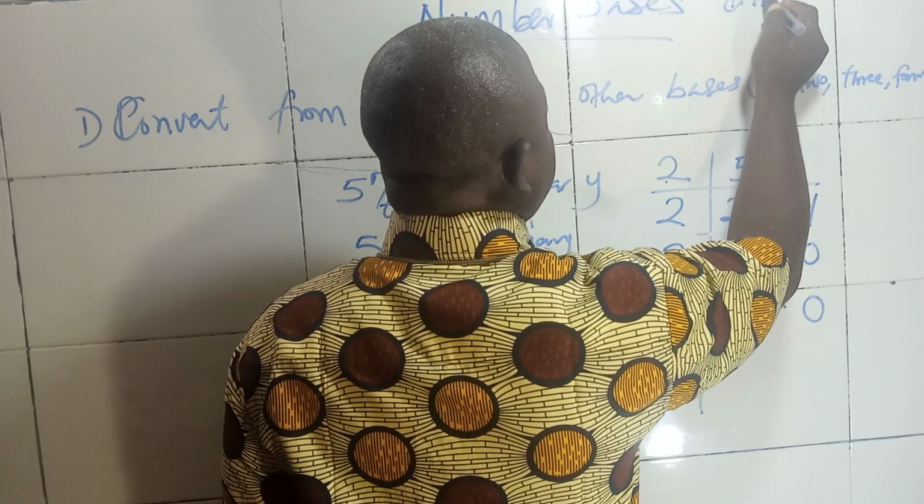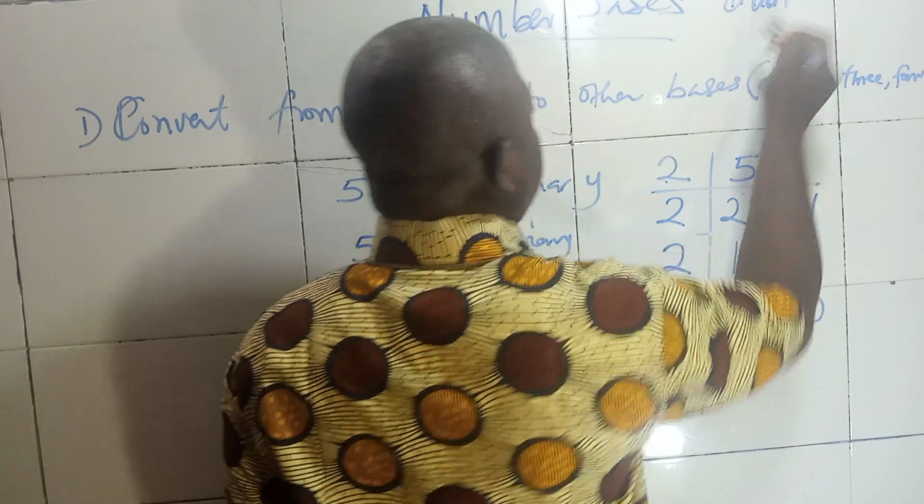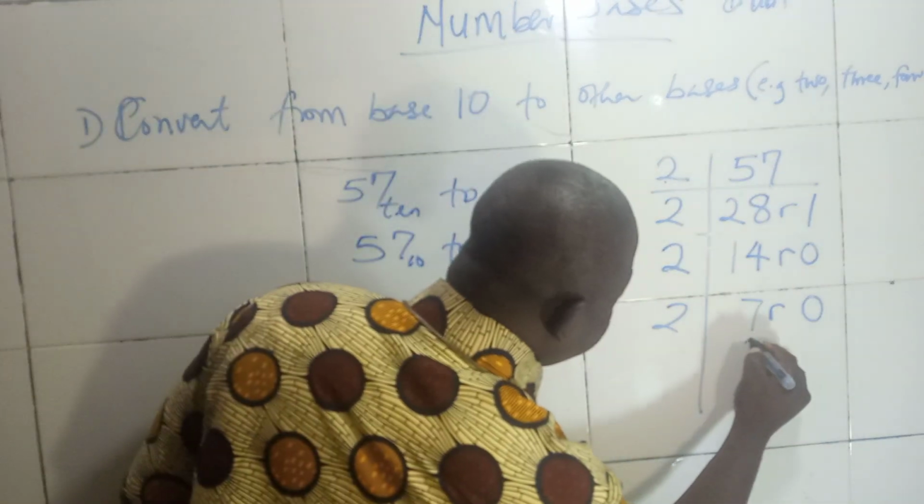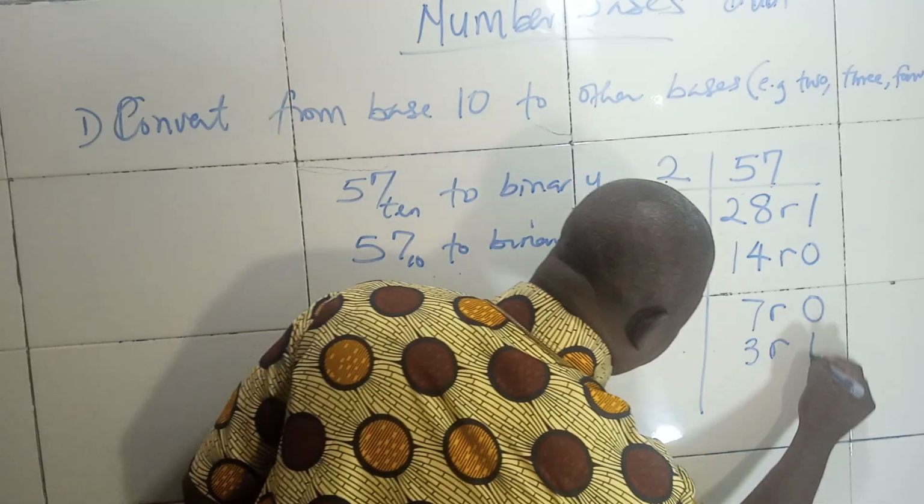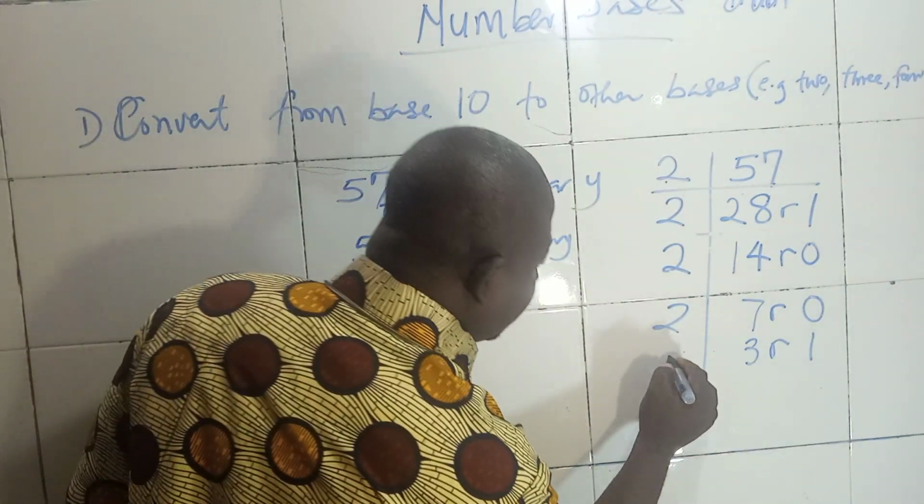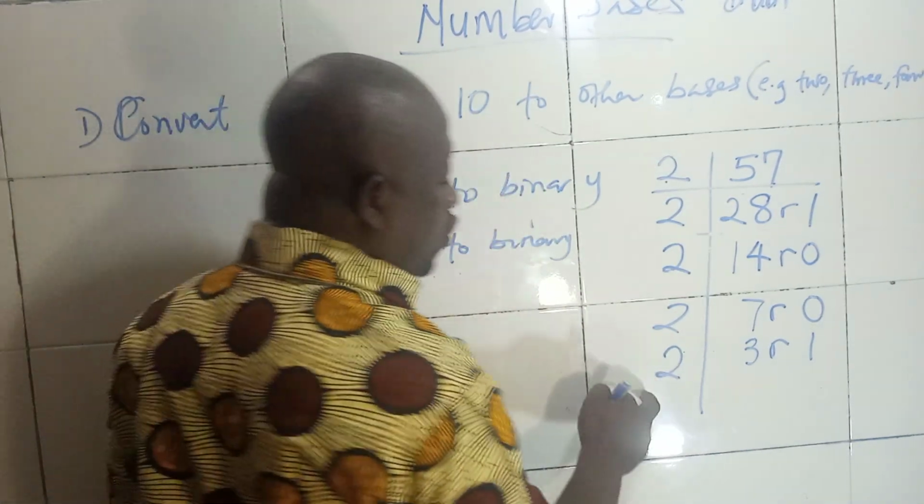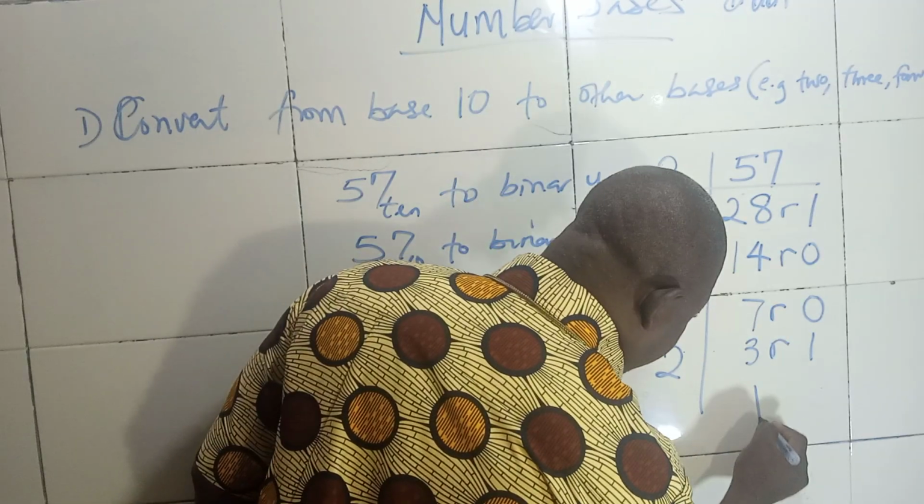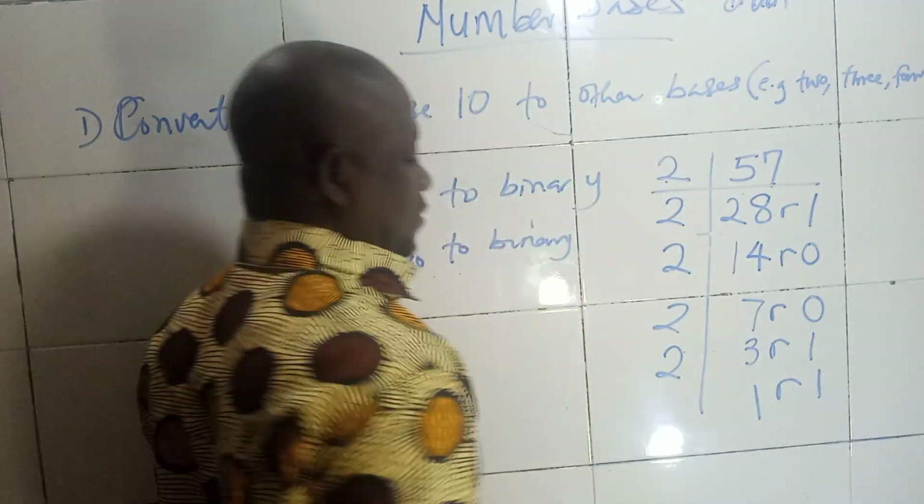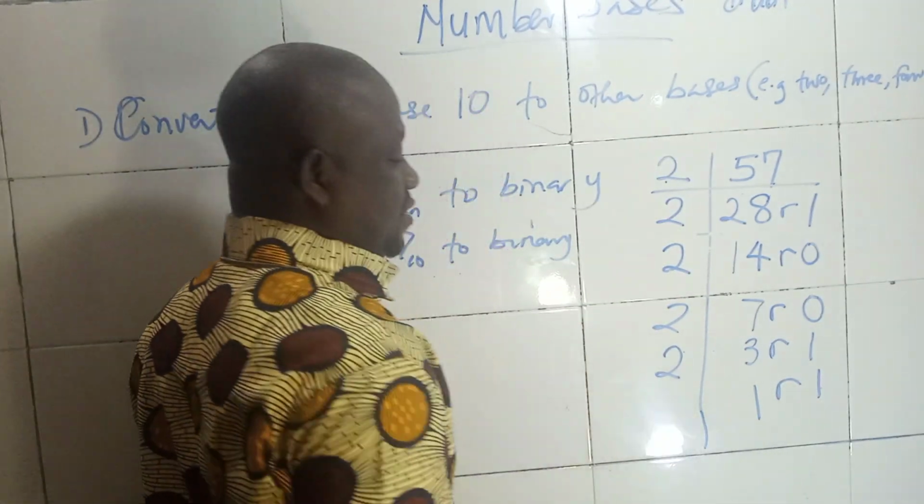This is 1, 2, 3. Remainder 1. So you have 3. Remainder 1. Then you now come again. 2 goes in 3 is what? 1. Remainder what? 1. This is where students normally make the mistake.